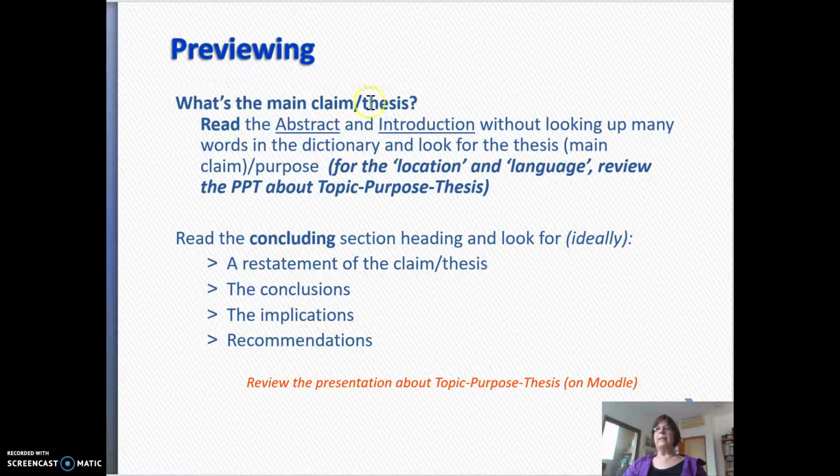So now you're going to start looking at the important parts of the text to preview them. You want to find out what the main claim or thesis is. Remember, we talked about the thesis in one of the exercises that you did in our previous lessons. So you're going to read the abstract in your text and the introduction, and hopefully by now you have that text in front of you. And you're going to look up the words that are very important to understand the main claim or main purpose of the text. Now you can also go back to look at the topic purpose thesis PowerPoint and the exercise that you worked on, the Moodle quiz.